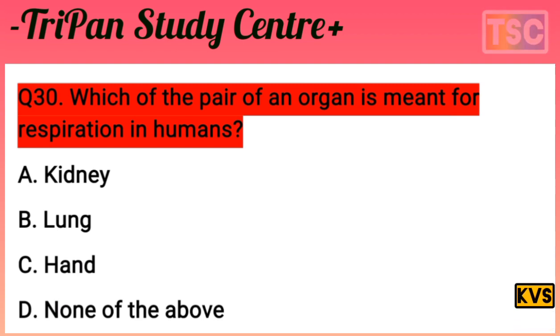Question here. Which pair of organs is meant for respiration in a human? A. Kidney, B. Lung, C. Hand, and D. None of the above. The question is very interesting.